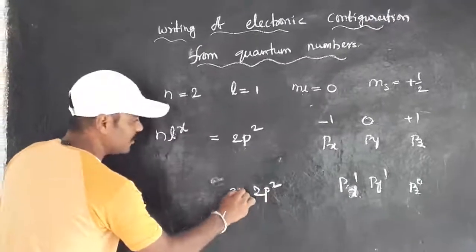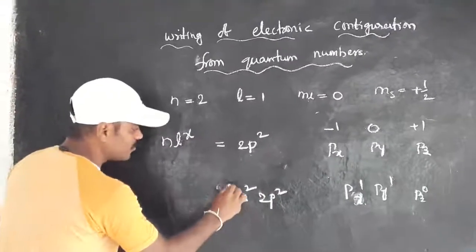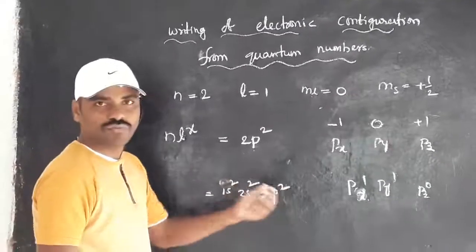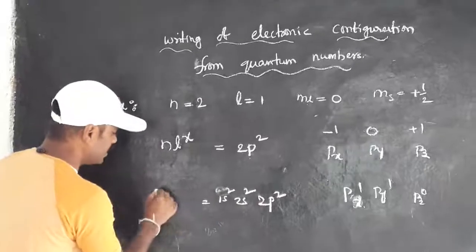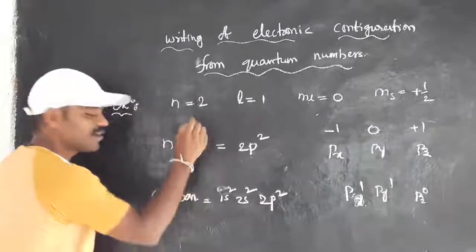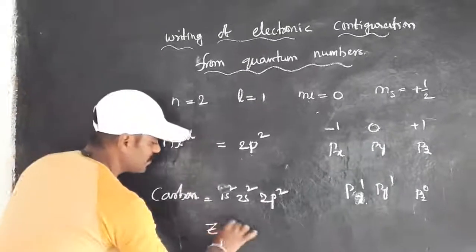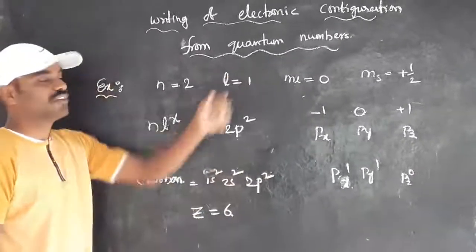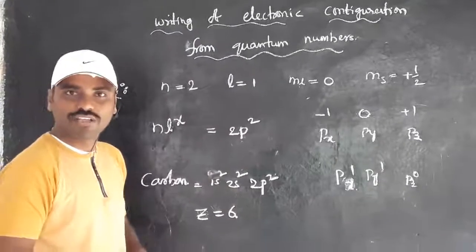That indicates 2s is already filled and 1s is also already filled. So how many electrons are there? 2 plus 2 plus 2, 6. That indicates this is the configuration of carbon, because the atomic number is 6. So 1s2, 2s2, 2p2. So the given quantum numbers are for carbon. Have you got clarity?